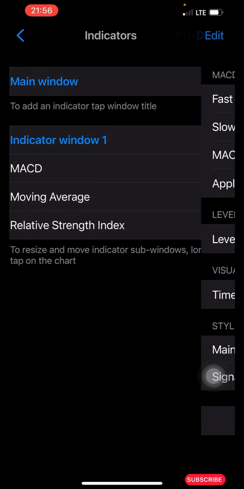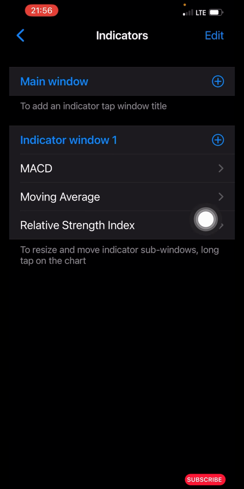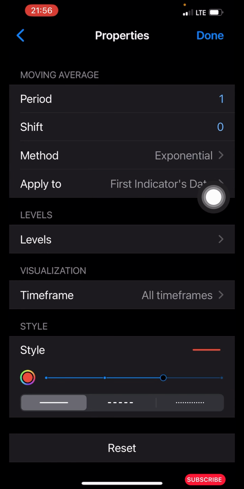Now the next indicator we have here is the moving average. By the time you add the MACD, the indicator window one here will be formed. So you click on this second plus icon if you want to add the moving average. So you click on the moving average. Now the period is 1, shift is 0, method is exponential. The apply to is first indicators data. The level, you leave it as it is. Time frame is all time frame. Now under the style, you make it color red, 3 pixel. You click on done.